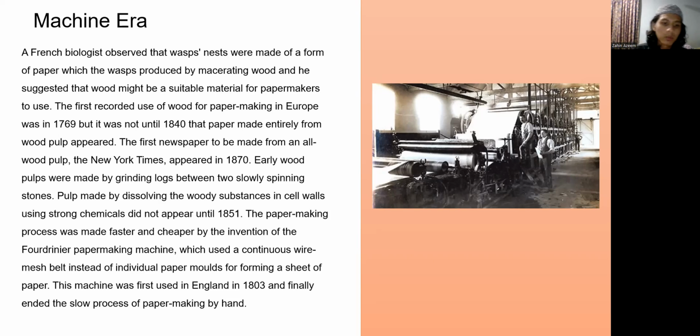The papermaking process was made faster and cheaper by the invention of the Fourdrinier papermaking machine, which used a continuous wire mesh belt instead of individual paper molds for forming a sheet of paper. This machine was first used in England in 1803 and finally ended the slow process of papermaking by hand. So this picture is an example of the early machine that they used to create paper from wood pulp.